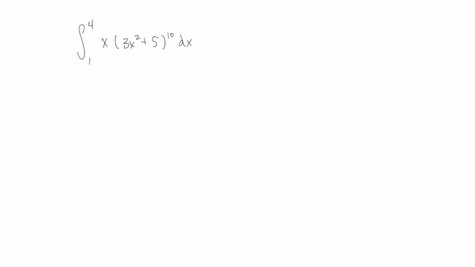Our first step should be to try to choose part of this to be the u. Anybody got a suggestion? Yep. 3x squared plus 5, she says. Great. That is the inside of the parentheses. If you see something inside of parentheses, that's typically a good bet for what you want to choose the u to be. Then the next thing you should do is figure out the du.